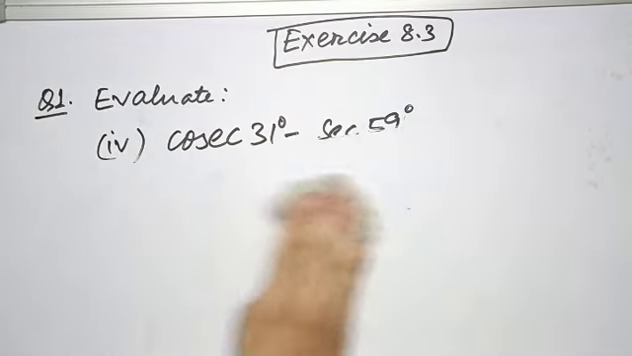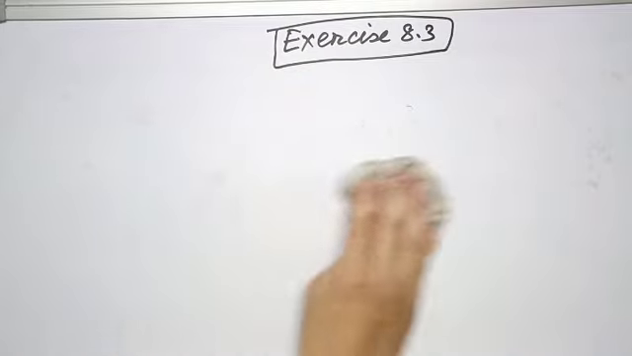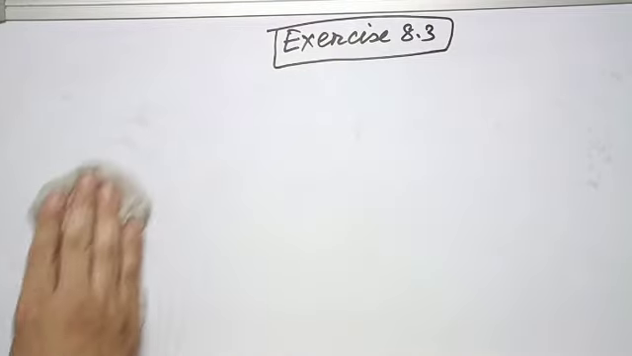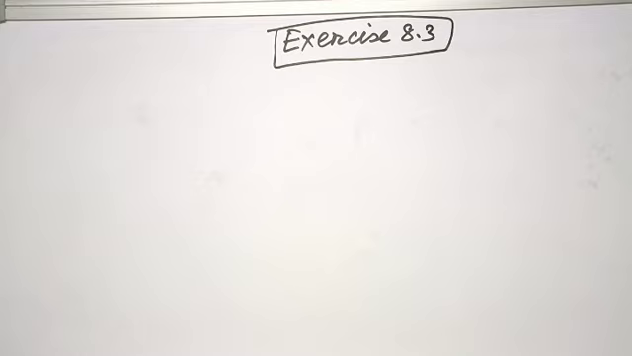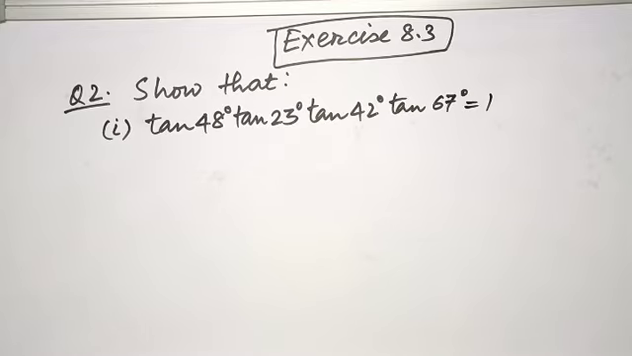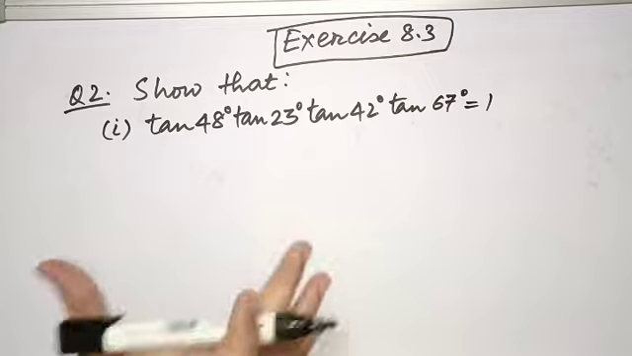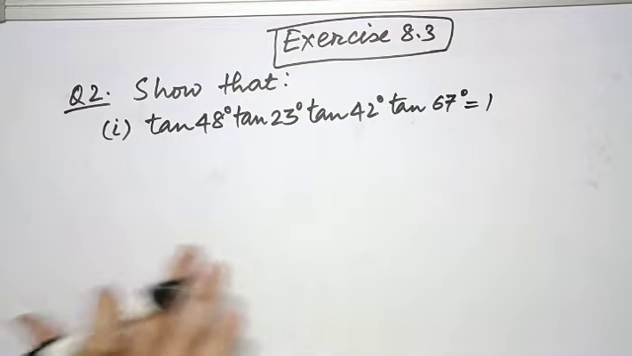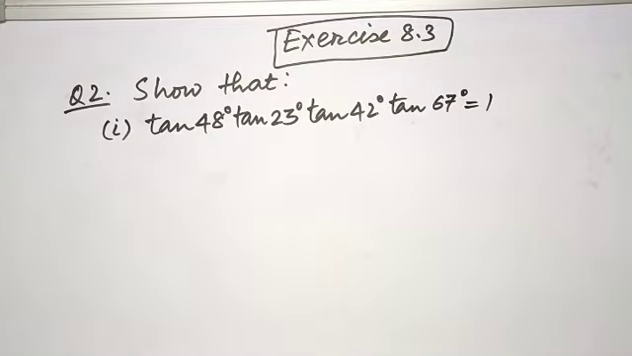By now you have completed question number 1 of exercise 8.2. Let us move to the next question. Question number 2 says, show that tan 48 degree, tan 23 degree, tan 42 degree, tan 67 degree equal to 1. What does it mean? This left hand side, if you calculate it, you are going to get 1 on the right hand side.